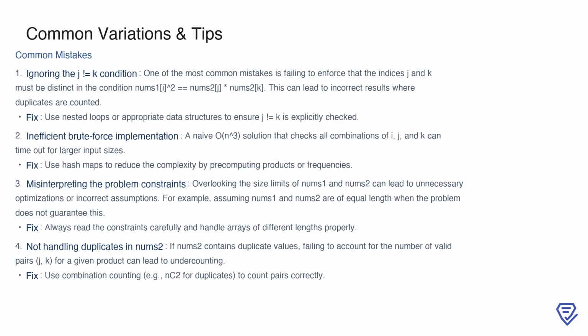Finally, if nums2 contains duplicates, you need to account for the number of valid pairs, j, k, for a given product. Failing to do so might lead to undercounting. Using combination counting, like calculating n choose 2, can help you handle duplicates properly and ensure all valid pairs are counted.